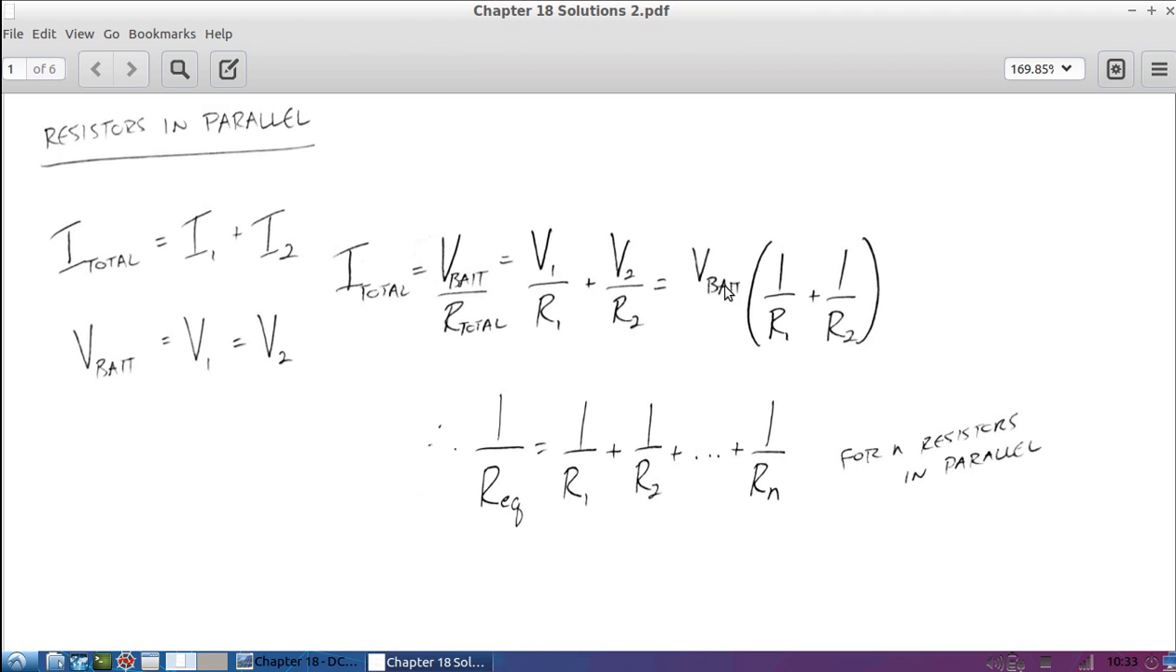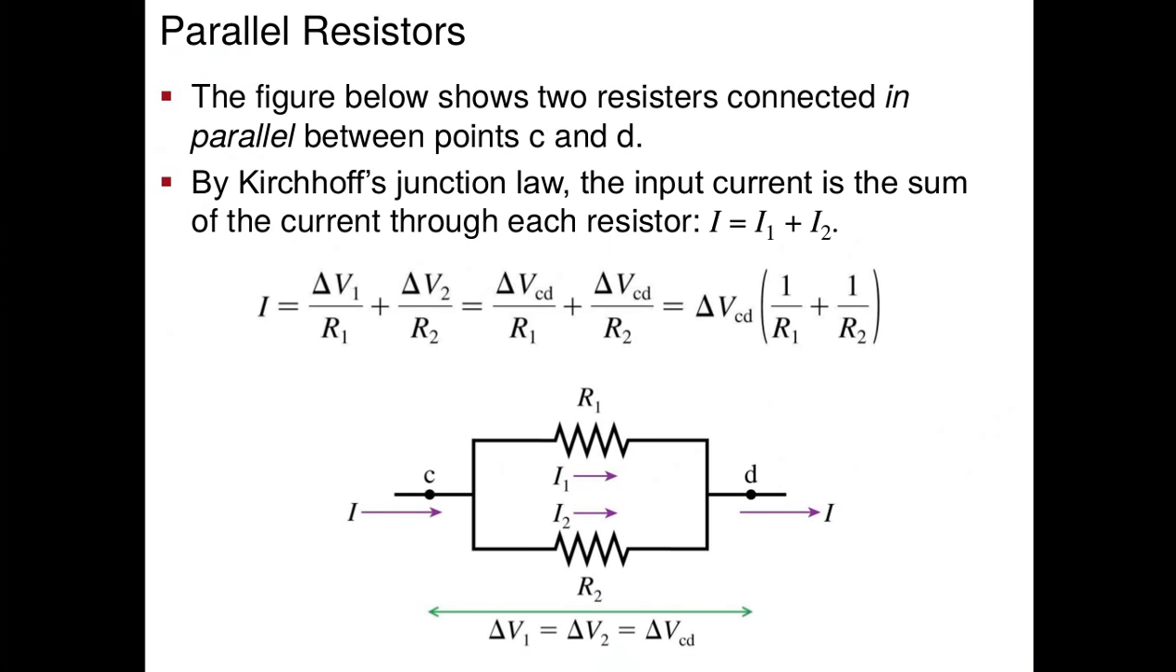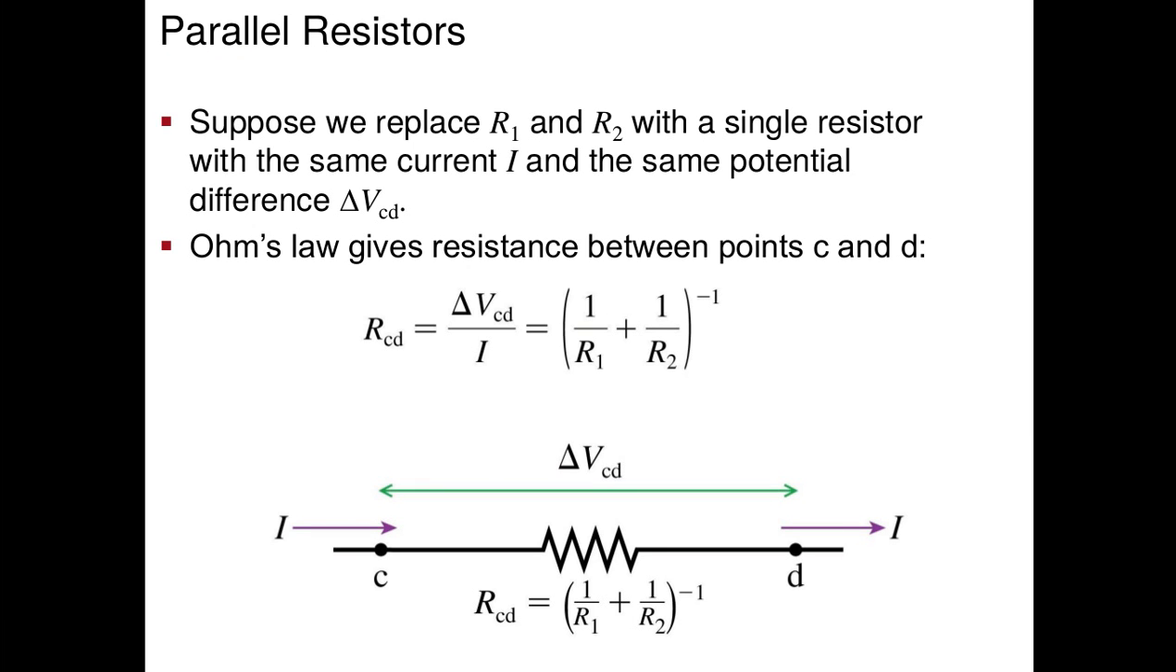So this term right here, it's V sub CD in the slide. This term right here is equivalent to this. So that means we can cancel out this V bat. Right, they're on both sides of the equation. I can divide both sides by V bat, and then I get, on the left side, 1 over the equivalent resistance is equal to 1 over R1 plus 1 over R2 plus 1 over Rn for n resistors in parallel. So we notice that our rule for parallel resistors is similar to the rule for series capacitors.